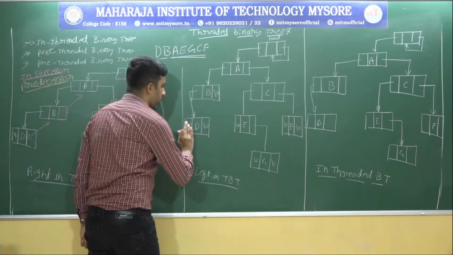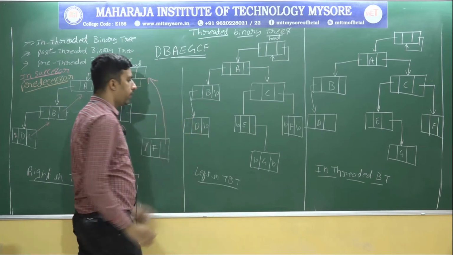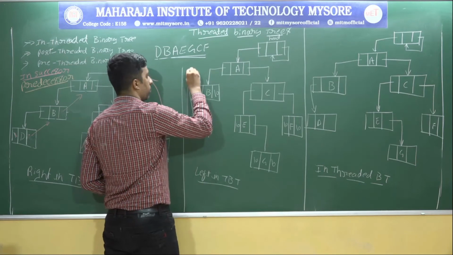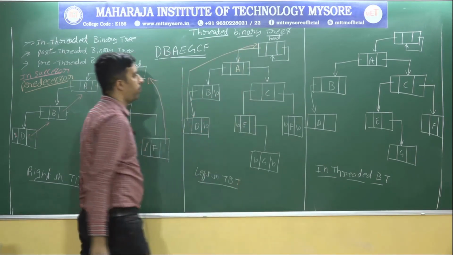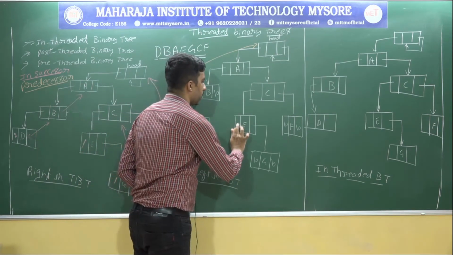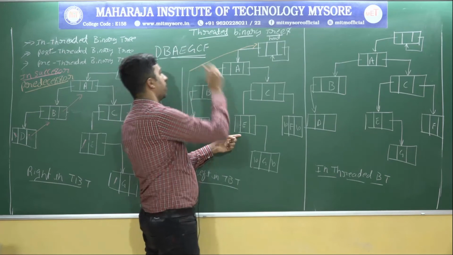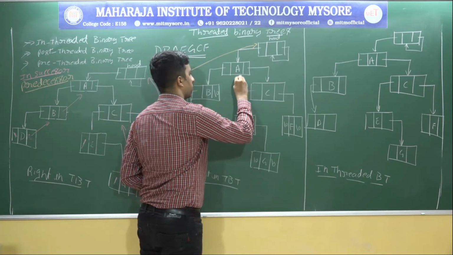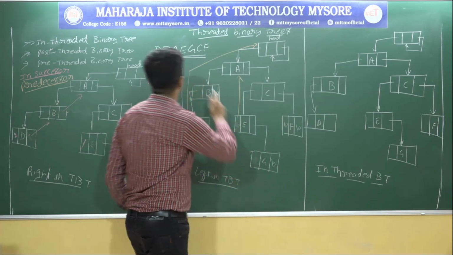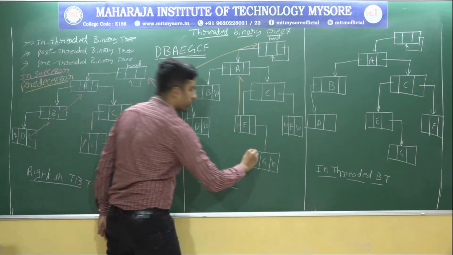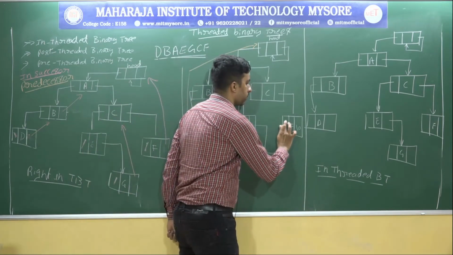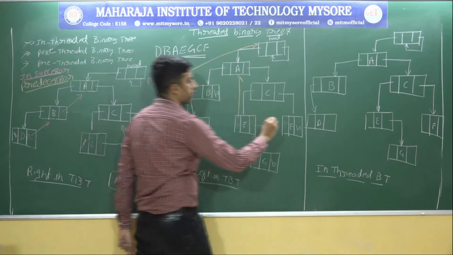Wherever the left node is empty, see D. Who is before D? That is the root node. Next, where is the left node empty? E is there. Before E, who comes? A. Next, G. Before G, who comes? E. Next, before F, who comes? C.